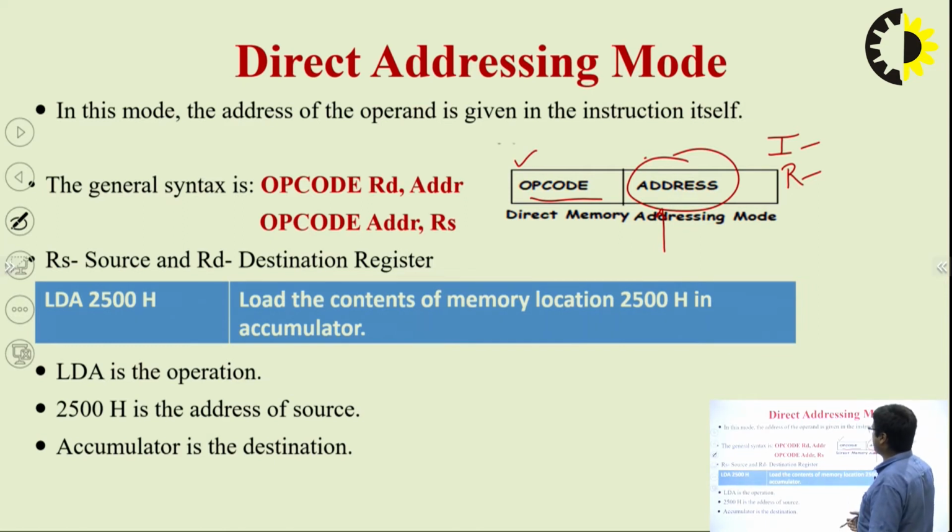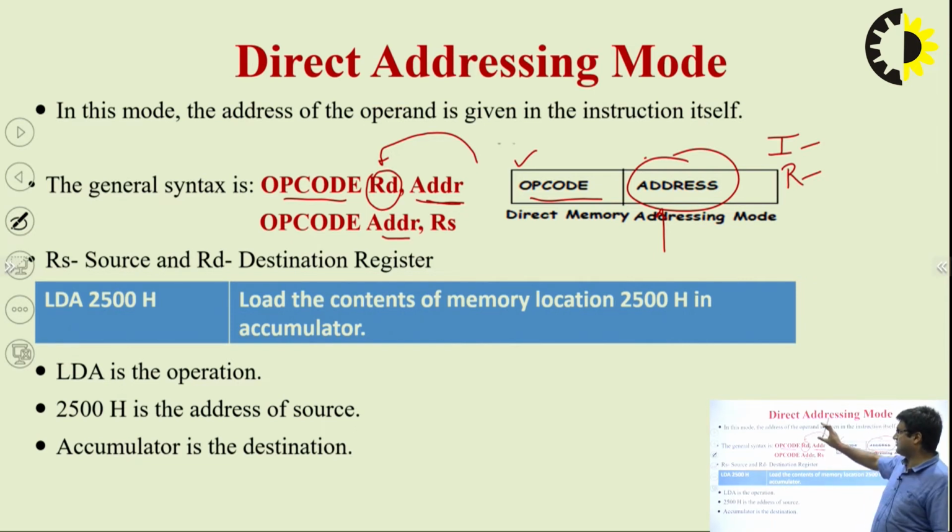So in direct addressing mode, we are talking about the address of the operand, that is the source operand. The contents at that address will move into the destination register. This is the syntax: opcode, and here is the destination operand. The difference is that one of the operands should be an address. So why is it called direct? Because we are moving the contents directly from some address location into the general purpose register.